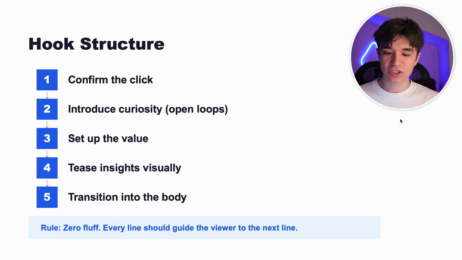So by adding all of this together, the hook structure should basically start by confirming the click, then introducing curiosity by adding open loops, setting up the value for the video, then teasing insights visually, and simply transitioning over to the body of the video. And when it comes to ending the hook, add absolutely zero fluff, because every line should guide the viewer to the next line and make them want to continue to watch the video.